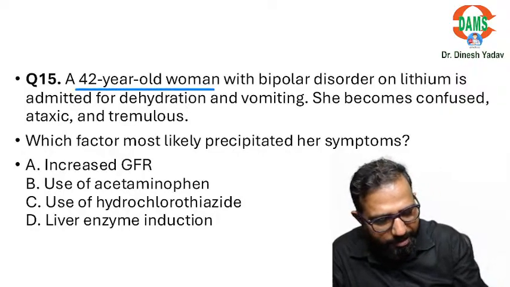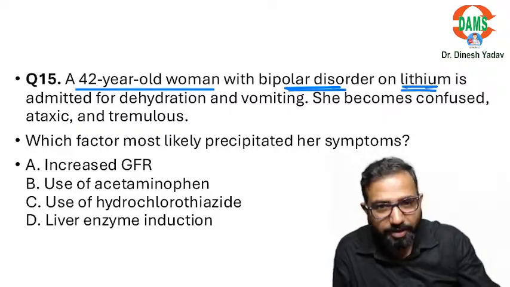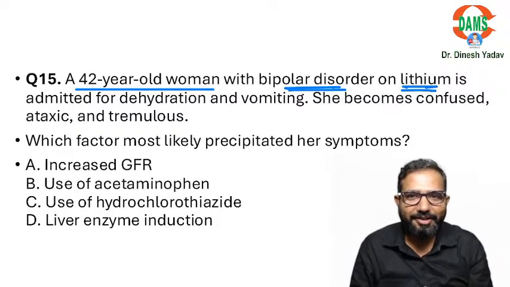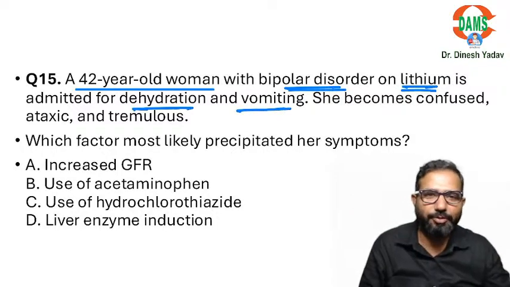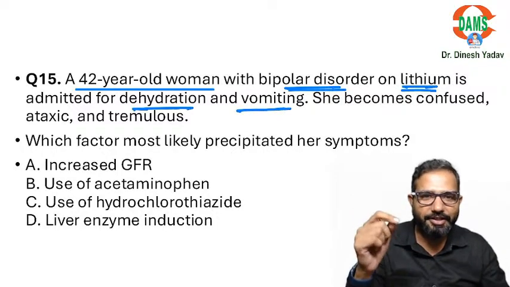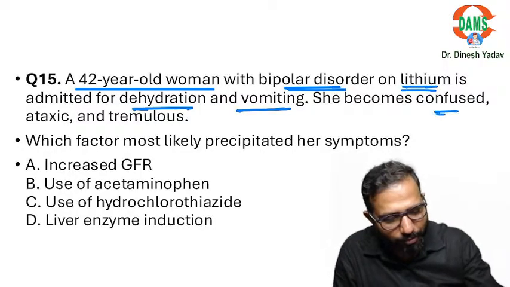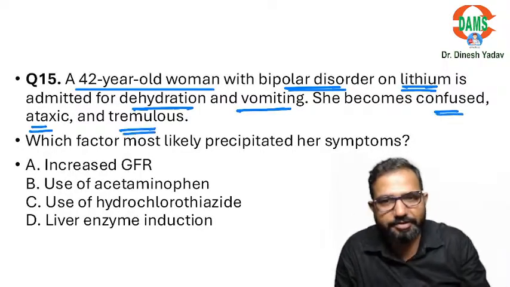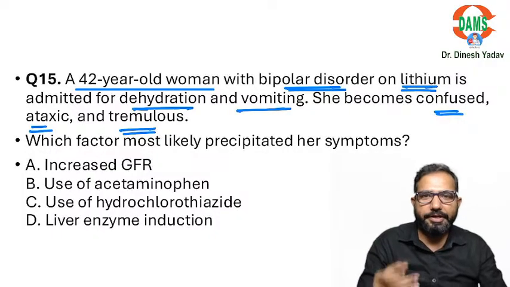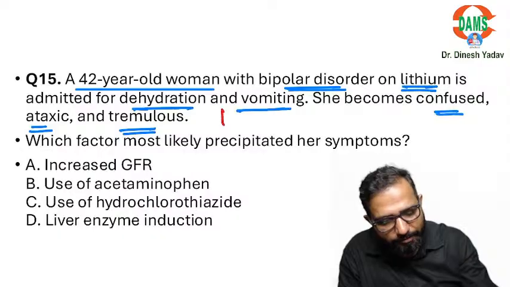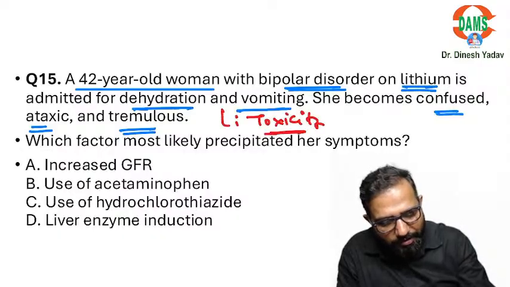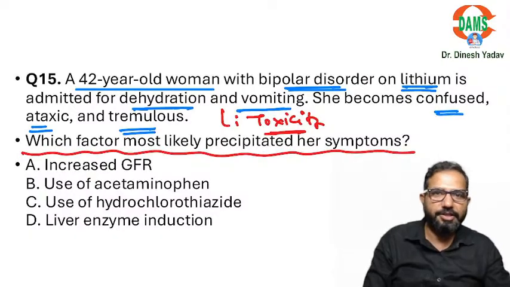A 42-year-old woman with bipolar disorder on lithium. Without lithium the exam is not over. So lithium, she is admitted for dehydration and vomiting. Lithium commonly causes polyuria. So there is dehydration, there is vomiting. She becomes confused, ataxic and tremulous. Tremors are very common. Confusion, ataxia, these are signs of lithium toxicity. Which factor most probably precipitated these symptoms?